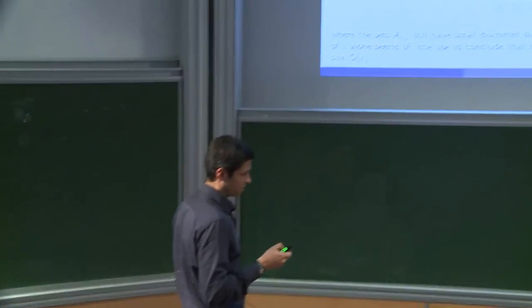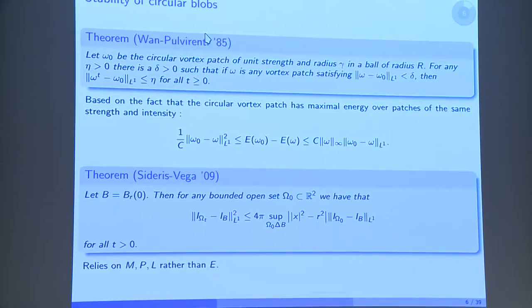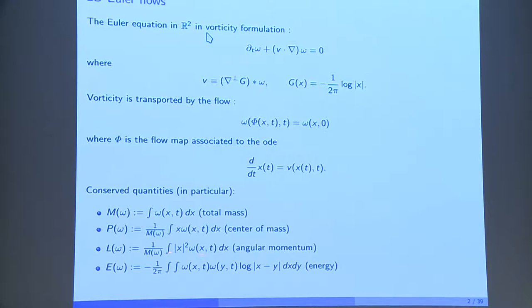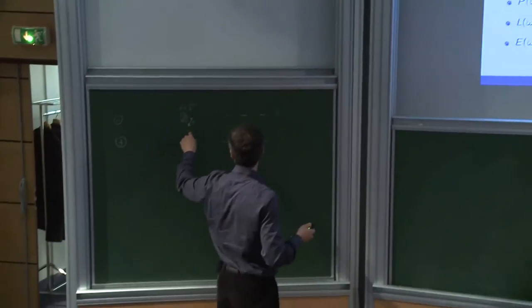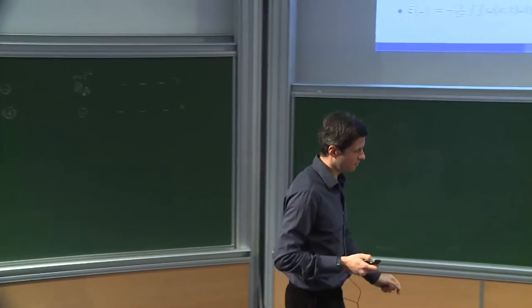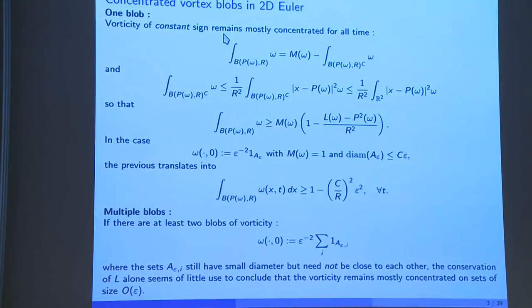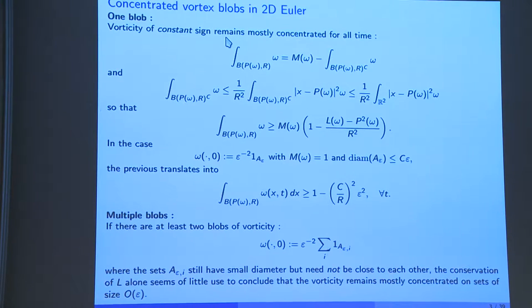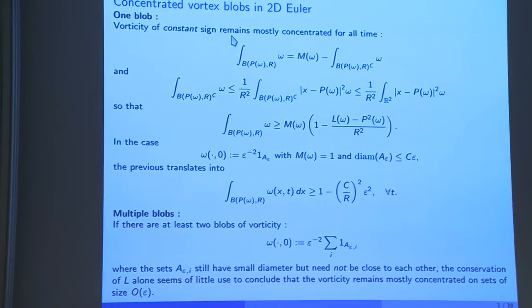But this, of course, only works if you take one patch, because the smallness of L, x square is small only if omega is concentrated close to a point. But if you take two of them, then if x square is small here, it's not going to be small there. And so this very simple heuristic does not work if you take multiple patches. Okay. So you cannot just use the invariant in that case to tell that.